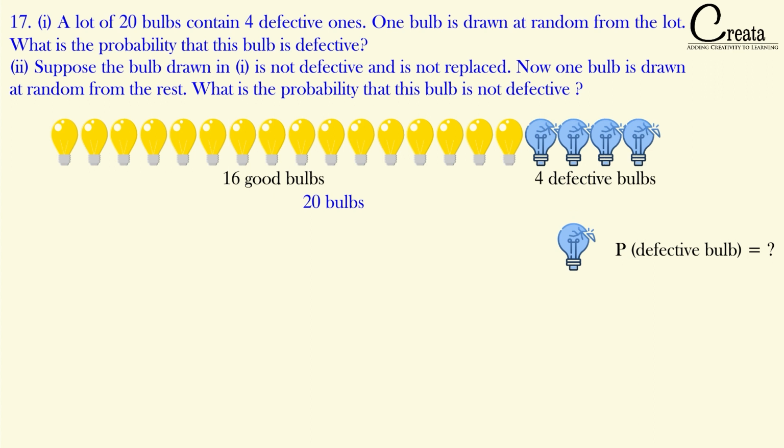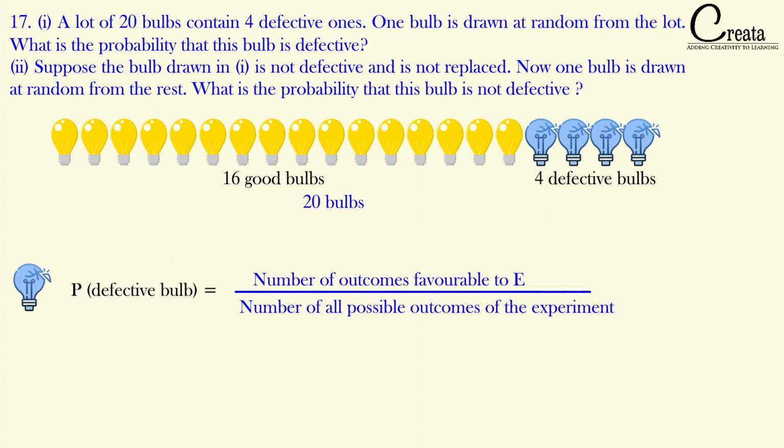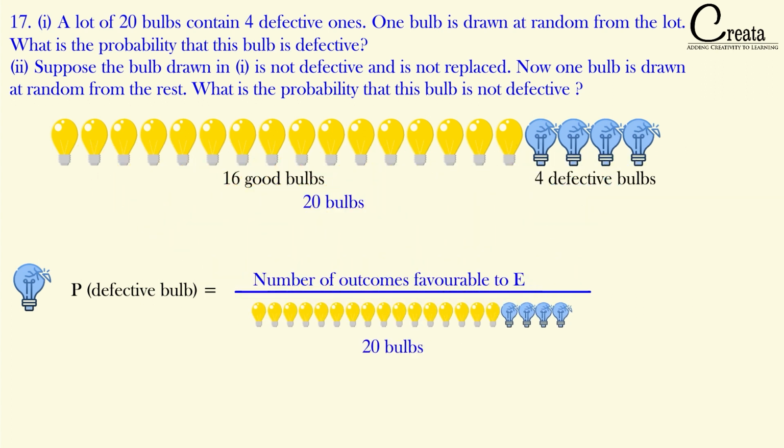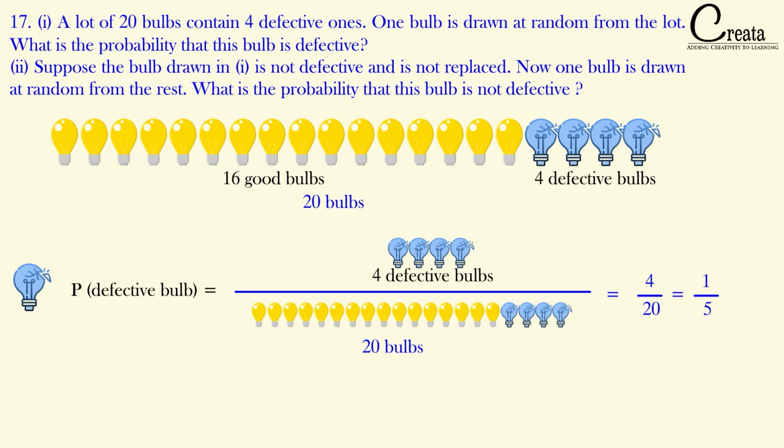So let's use the formula of probability. In the denominator, the total possible outcome will come. We are having total 20 bulbs in the lot. So 20 bulbs will come in the denominator. And in the numerator, we are having 4 defective bulbs. So in the numerator, the favorable case, we are having 4 defective bulbs. So 4 will come in the numerator. So we got our answer as 4 by 20, that is 1 by 5. So we have got the probability of the defective bulb as 1 by 5.